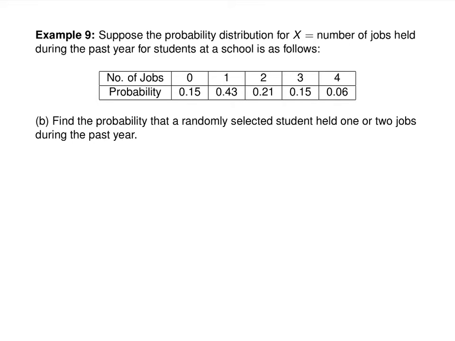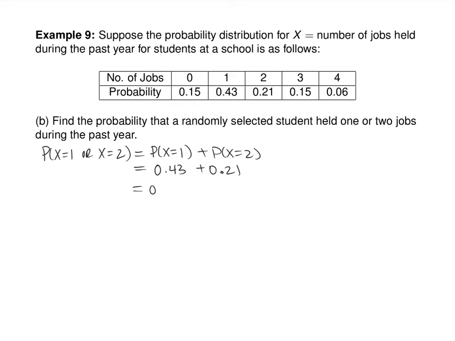Find the probability that a randomly selected student had 1 or 2 jobs. So we want the probability that x equals 1 or x equals 2. Note these events are disjoint, so it's the probability x equals 1 plus the probability x equals 2. So 0.43 plus 0.21, 0.63.